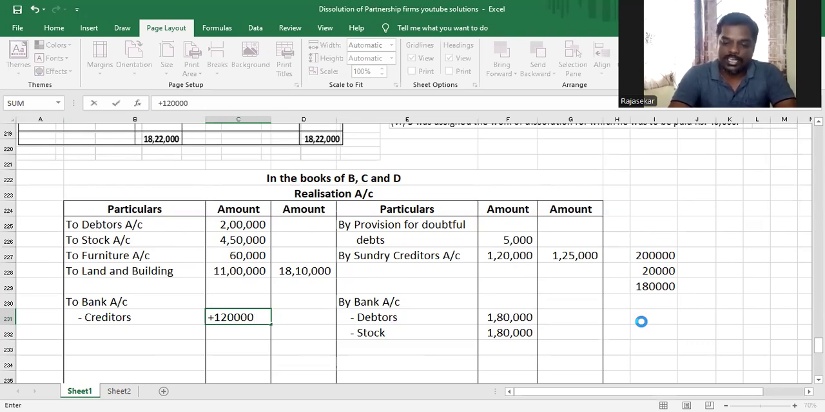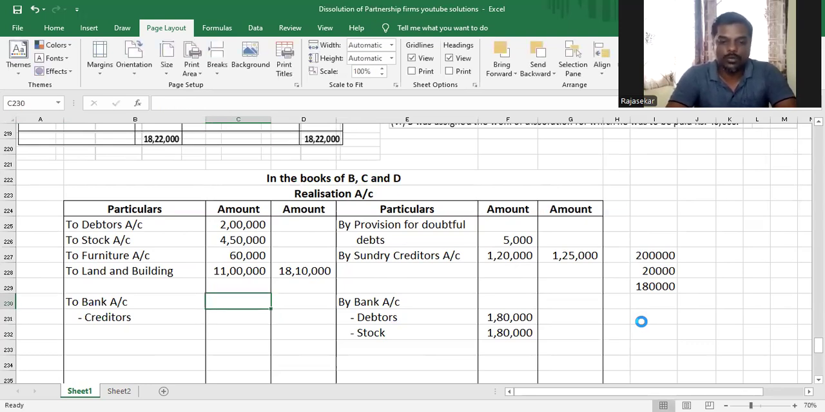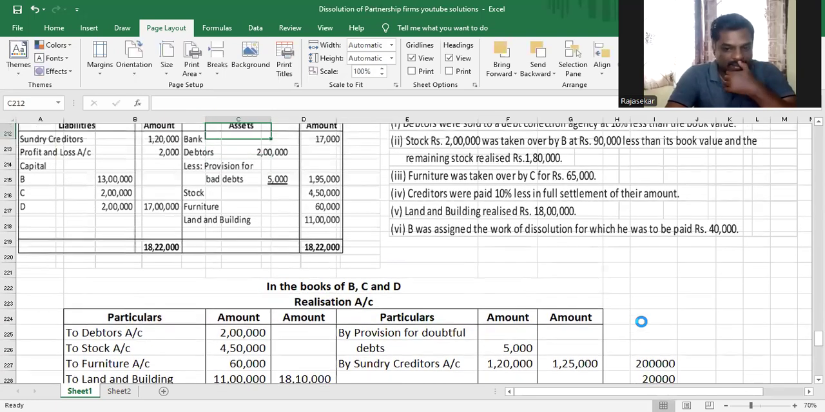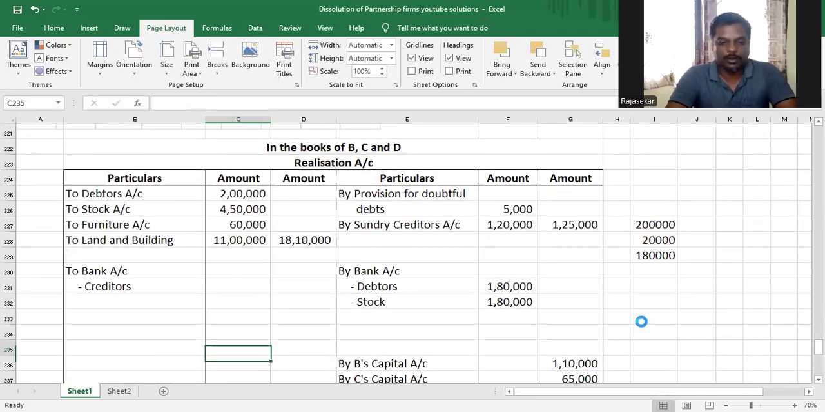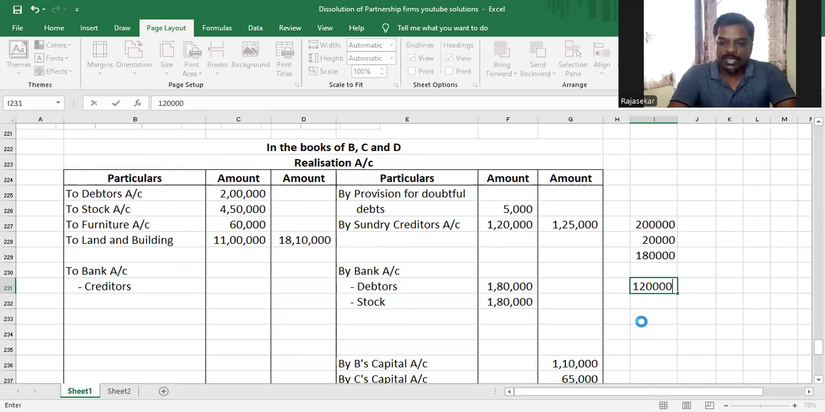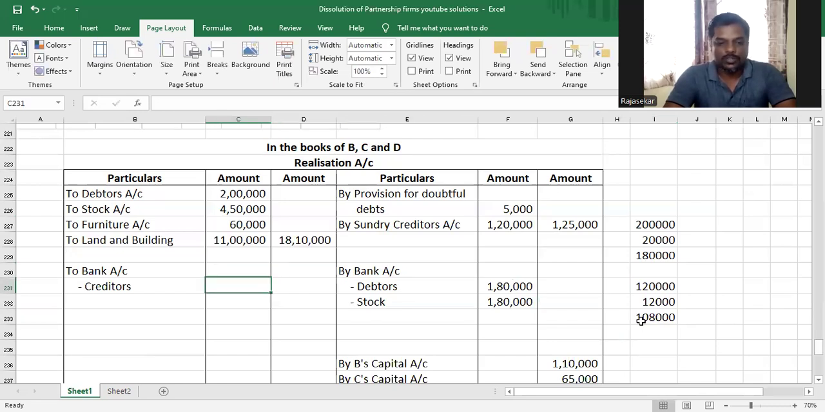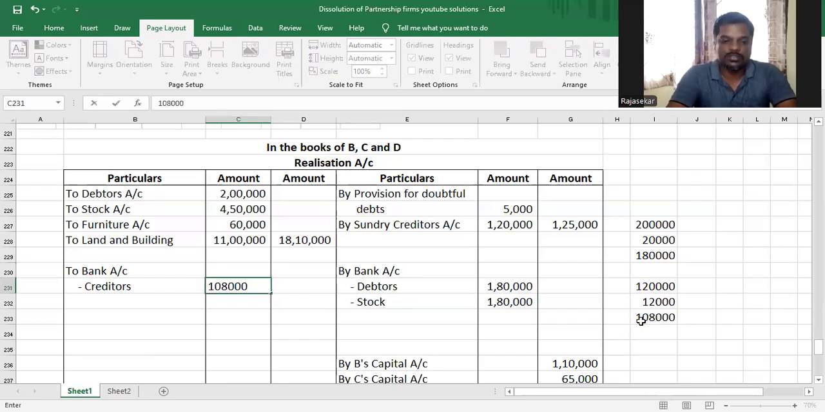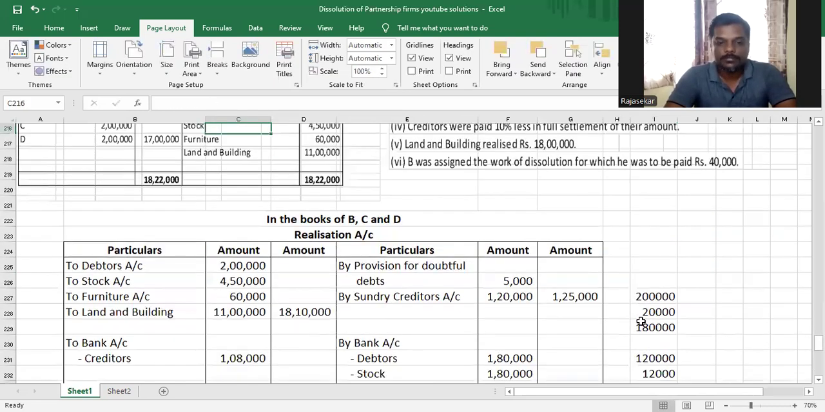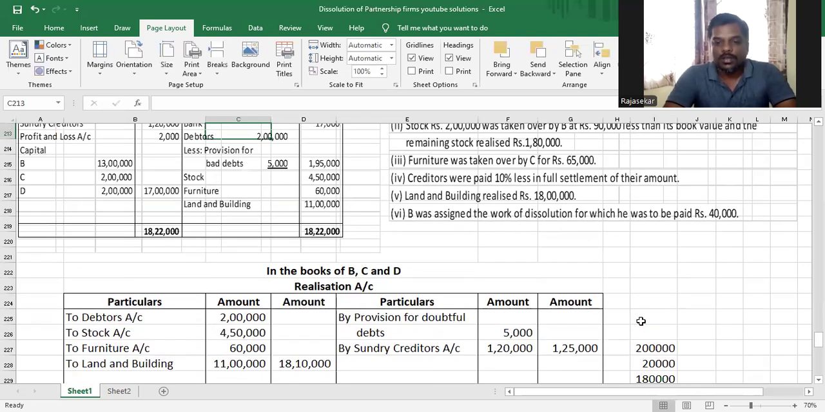So that will be 1,20,000 into, no, how much were they paid? They were paid 10% less. Am I right or not, my dear children? The total creditors are 1,20,000. 10% of 1,20,000 is 12,000. And therefore, creditors would have been paid how much? 1,20,000 minus 12,000, which is 1,08,000. Understood or not, my dear children? Okay, good. Land and building realized 18 lakh.